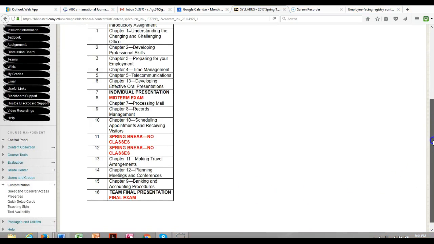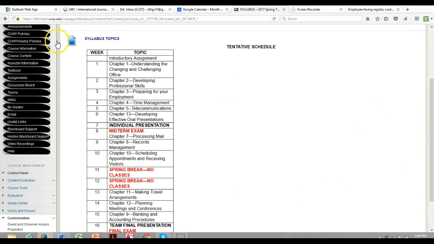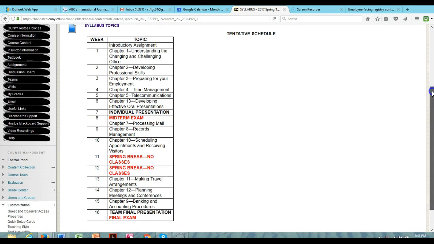You'll also see this spring break, and we're going to go into assignments. When we go into assignments, you'll see specific dates for all of this. These are just in terms of weekly topics. You'll also know you'll have an individual presentation, a midterm exam. You'll have a team final presentation and a final exam. All right. These are not the assignments. These are just the topics.